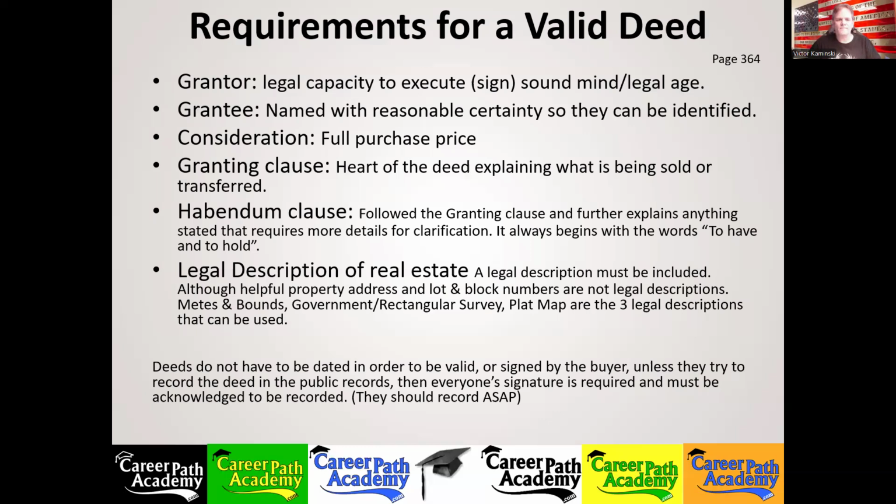All right. And then we have a legal description of the real estate. It has to be in the deed. What are the three legal descriptions of land? Metes and bounds, government or rectangular survey, or a plat map. Not the address of the property or the lot and block number. They can be very useful in explaining what's being sold there and what's being transferred. However, you need a legal description of the real estate because, look, did you know that your post office can change your address on your house?